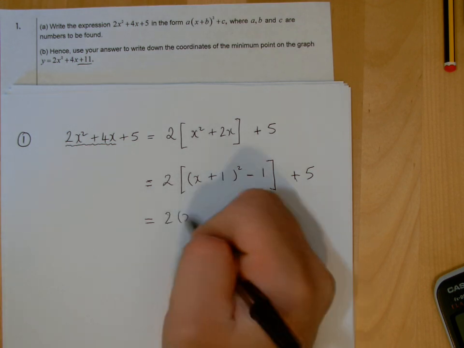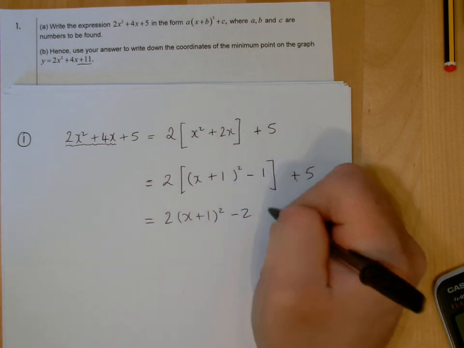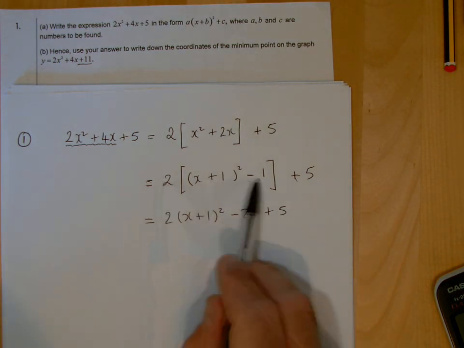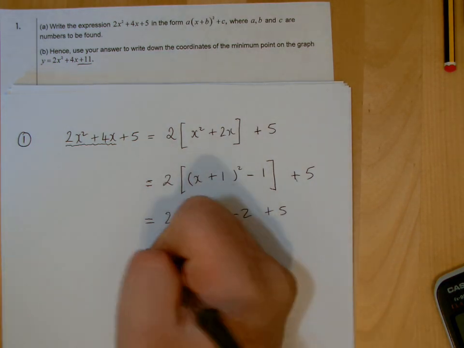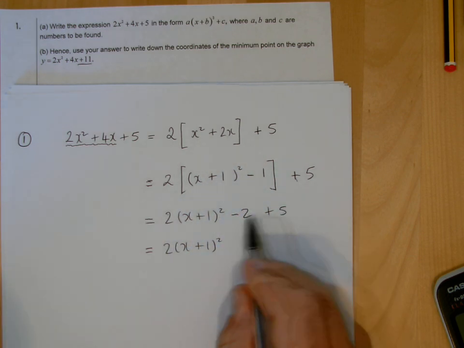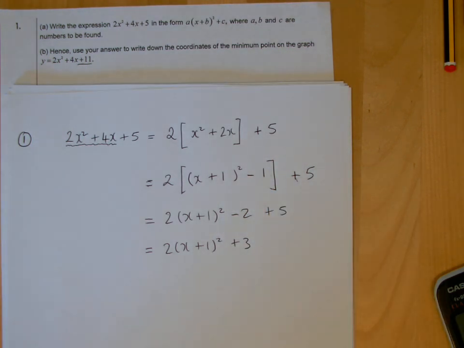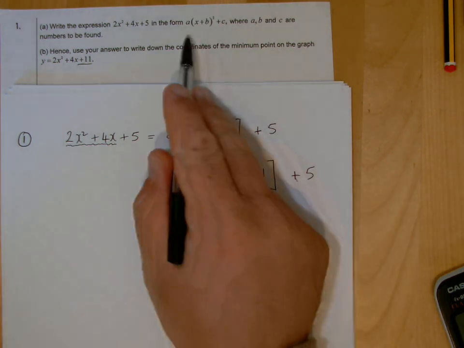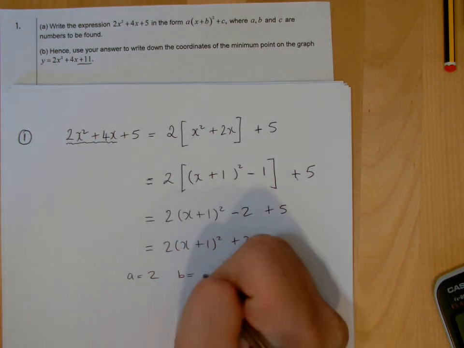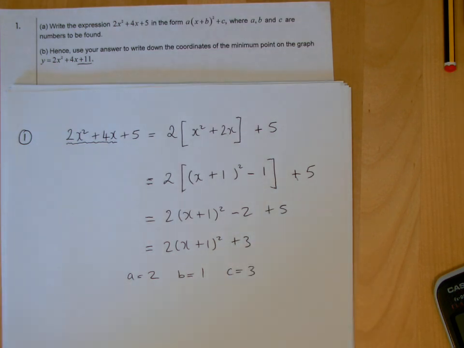So I've got 2(x plus 1) all squared. 2 times minus 1 is minus 2, plus then 5. Okay, so times through by 2. One final step, of course, put those integers together at the end there. Minus 2 plus 5 is plus 3. Okay, and we're finished. We've completed the square, and we've got it in that format they want. So we could say, look, a is equal to 2, b is equal to 1, and c is equal to 3. They're all positive, aren't they?